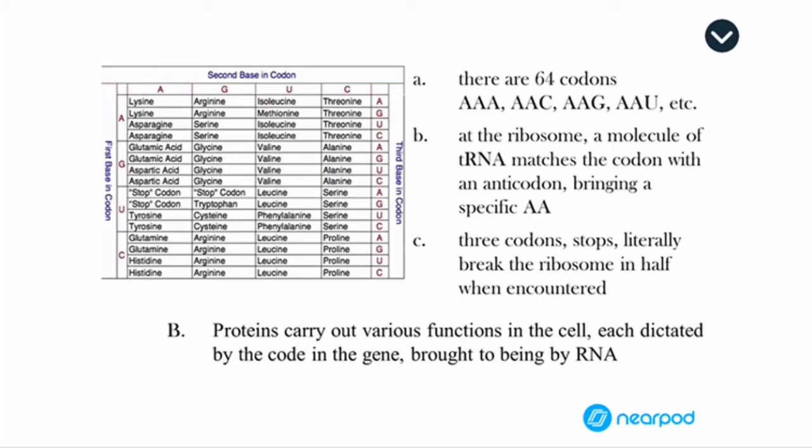There are 3 codons which are literally stops and break the ribosome apart, so protein synthesis stops. Proteins do various jobs within the cell, but whatever the protein is supposed to do and be is dictated by the code in the gene, and it's carried to the ribosome to be built into that functional product, the protein, by the messenger RNA.